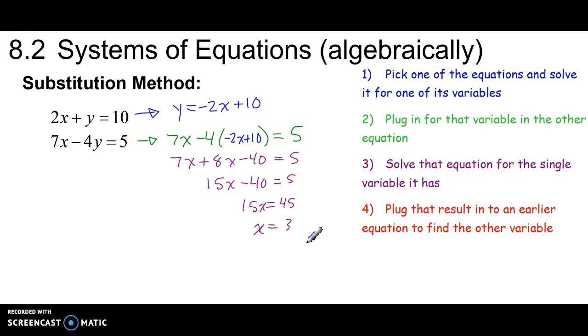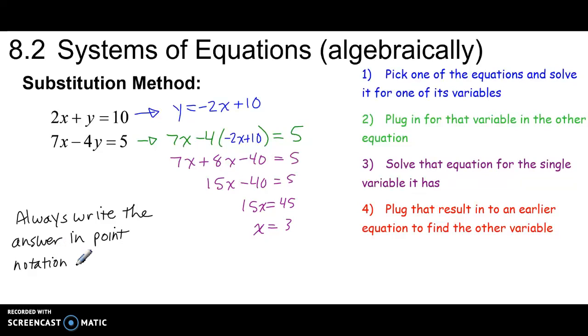That's not the end of the problem, though. There are two variables in this system. We can't just solve for x. And another thing that I want to mention to you is always write your answer in point notation. That's going to be the expectation for these sorts of problems. Always write the answer in point notation. That'll help you avoid the mistake that I'm about to make here if I'm not careful and just stop with x. X equals 3 feels like the end of the problem, but it's not. We need to solve for y also.